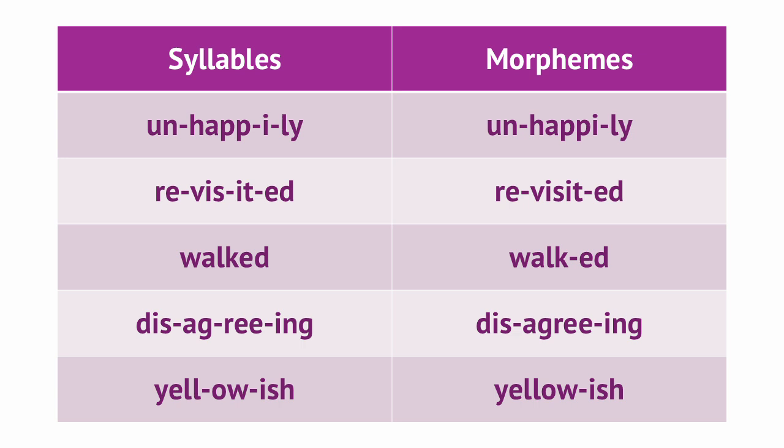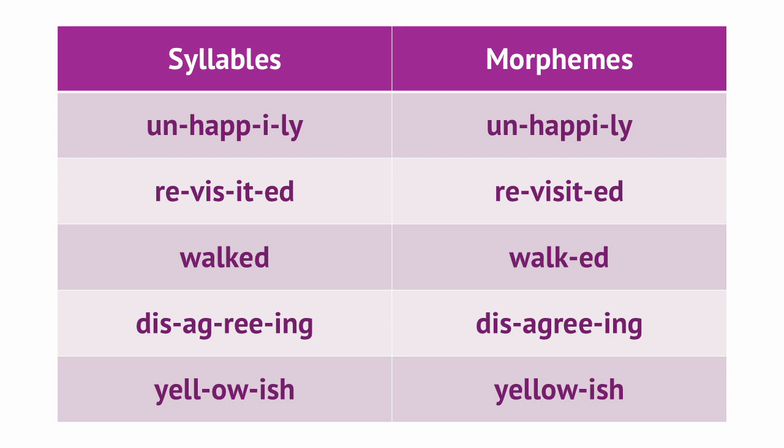How about the word walked? Walked has just one syllable. It's got quite a lot of letters, but only one syllable. If we break it down into morphemes, however, it has two of those. We have walk, which is an action, and the ed on the end, which tells us that that action is in the past tense.